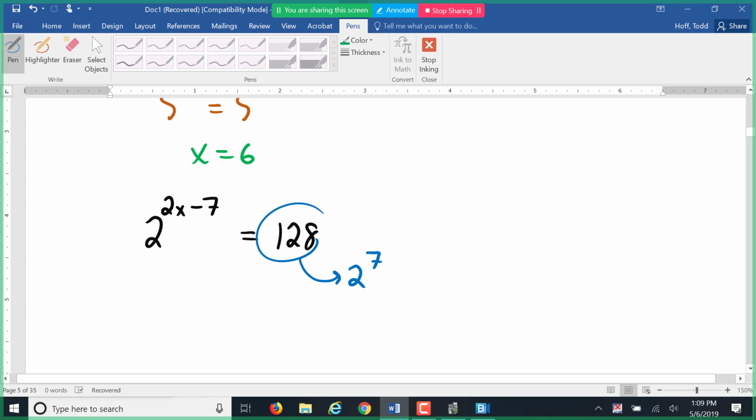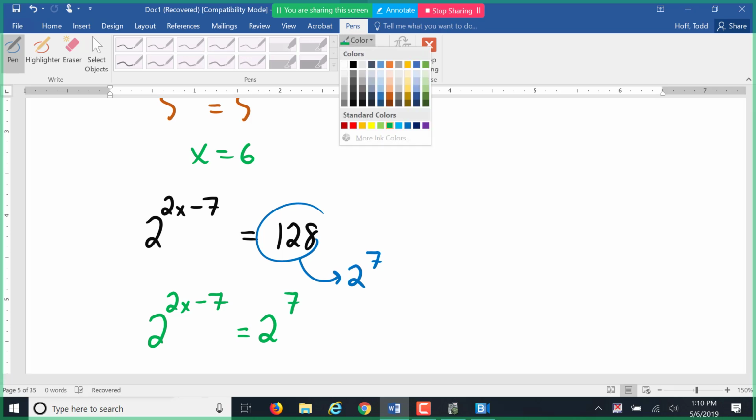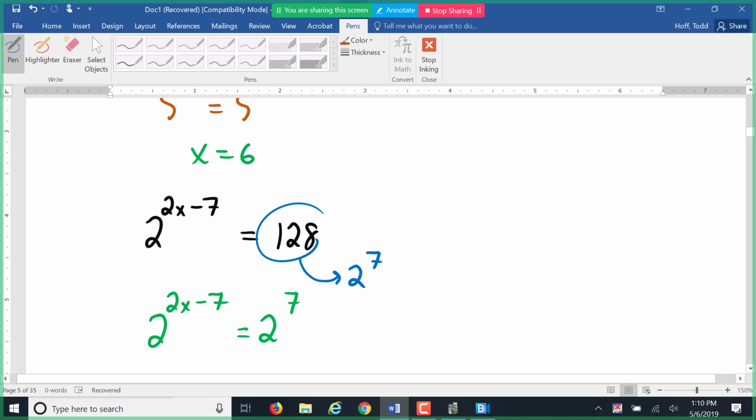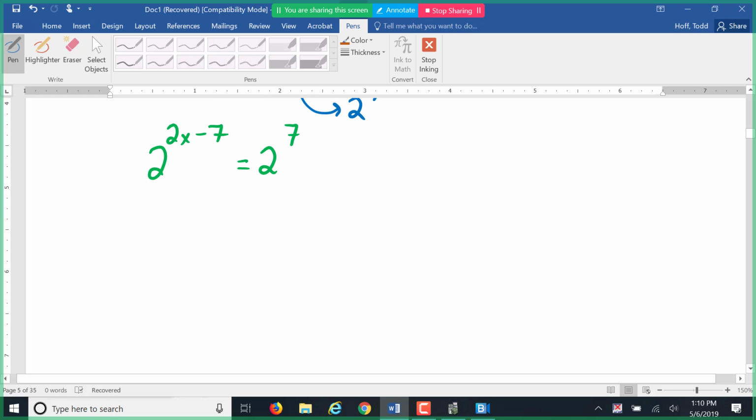So that's telling us we can write this 2 to the power of 2x minus 7 equals 2 to the power of 7. What does that give us then for an equation to solve? That's saying 2x minus 7 has to equal 7. If we have the same bases, we can eliminate the bases and use that as just a linear equation.